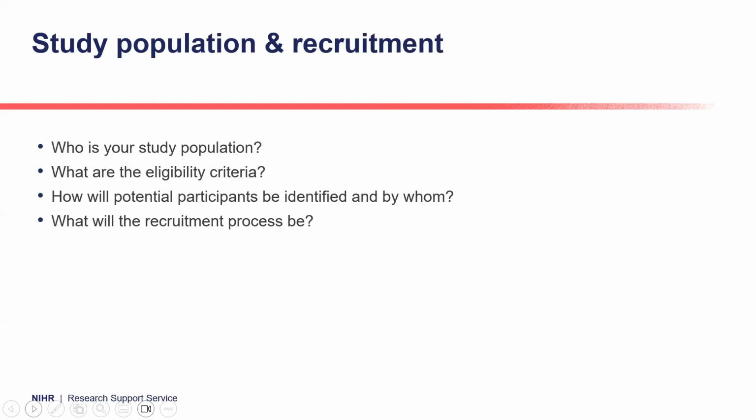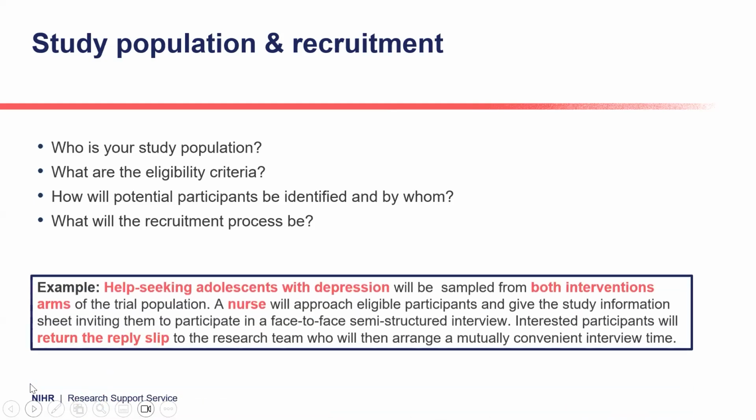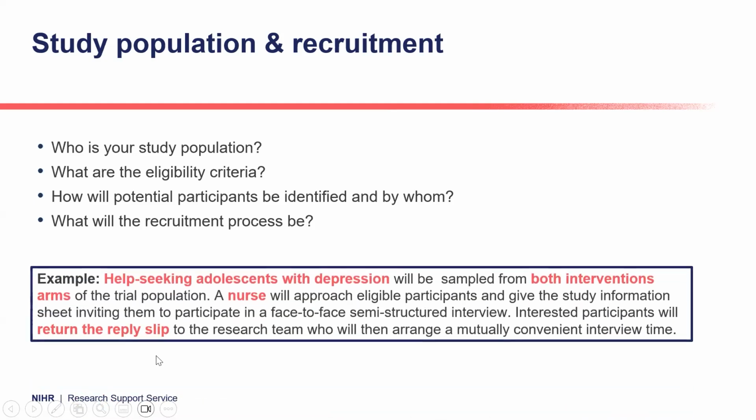Moving on to the study population and recruitment, the reviewers here want to know who you will include in your interviews. So you need to consider and provide an answer to all these bullet points here. Who is your study population? What are the eligibility criteria? Have you thought about inclusion and exclusion criteria? How will the participants be recruited? What will be the process? So here's an example of how you might write your study population and how you can explain how these adolescents will be approached and the process of taking part in the study.